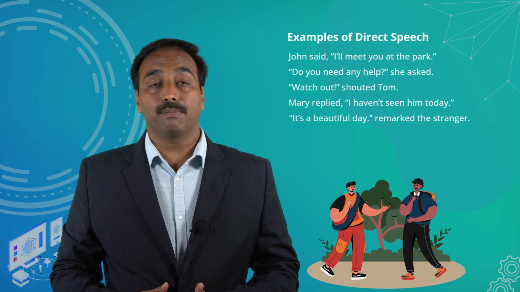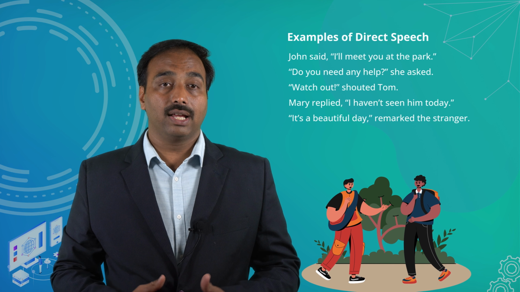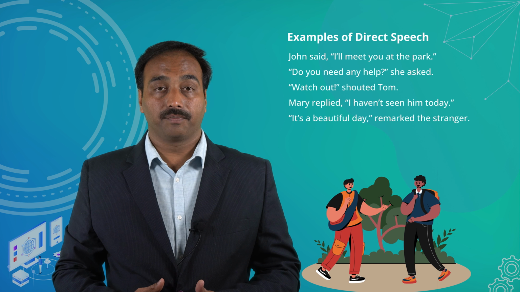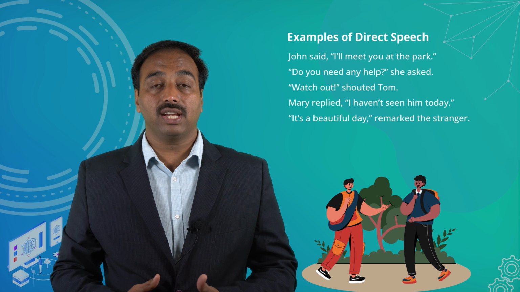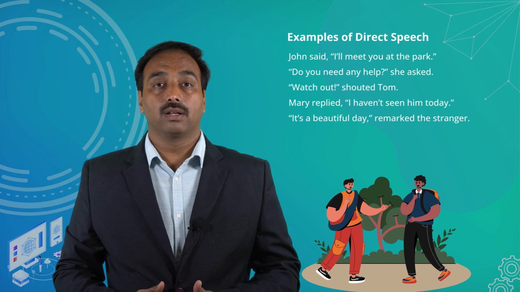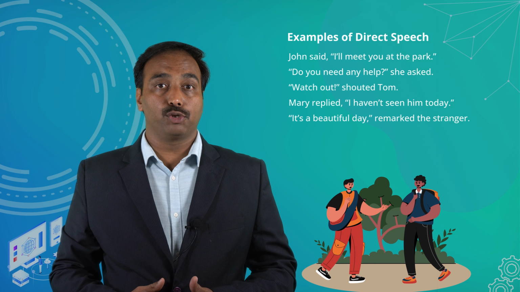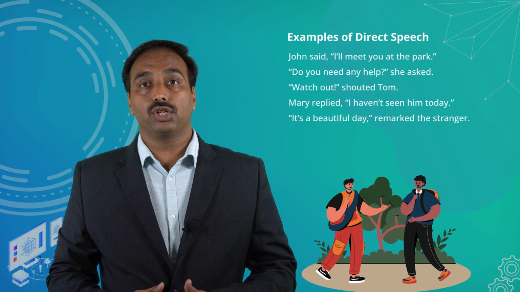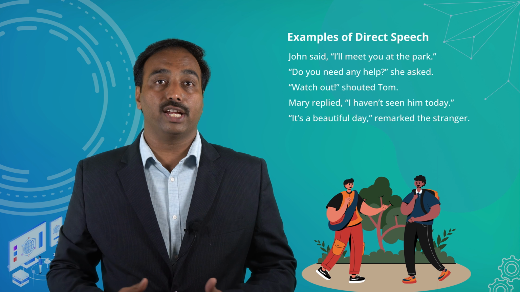Now let us have a look at the examples of direct speech. Here are some examples illustrating the use of direct speech. John said, "I will meet you at the park." "Do you need any help?" she asked. "Watch out," shouted Tom. Mary replied, "I haven't seen him today." "It's a beautiful day," remarked the stranger. These examples demonstrate how direct speech can be used to convey exact words spoken by individuals, providing clarity and specificity in writing. Incorporating direct speech into your writing enhances the narrative by providing clear and precise dialogue, allowing readers to engage more deeply with the text.